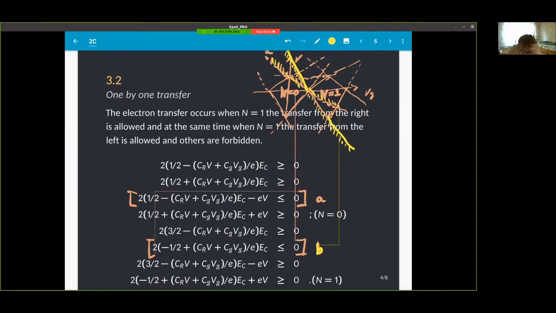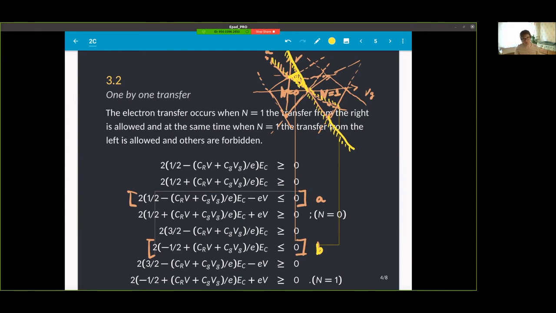So, the other quantities need to be the same. That means that this particular region is the process where we have a single electron transfer. One doesn't need to draw all the lines, but we need to understand where these inequalities come from.